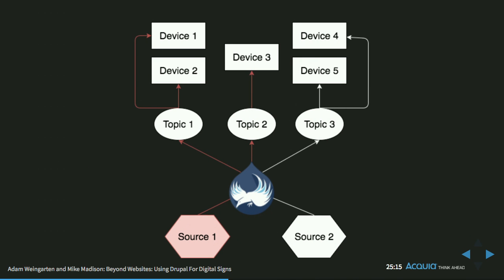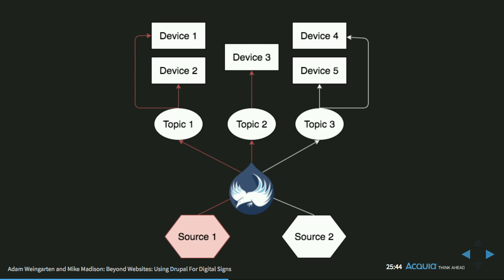But when it does change, so sorry for the red on black here, but the source one in this example has actually updated, Drupal's going to get that data. It's going to parse the data. In this case, it's going to realize that topics one and two care about that update, but topic three doesn't. So that new data will be pushed out to devices one, two, and three via the first two topics. And devices four and five won't change.